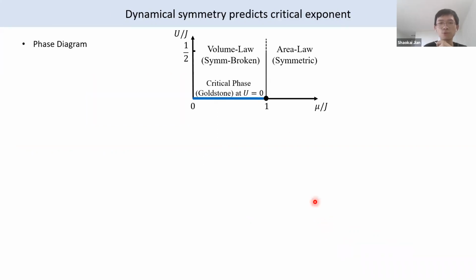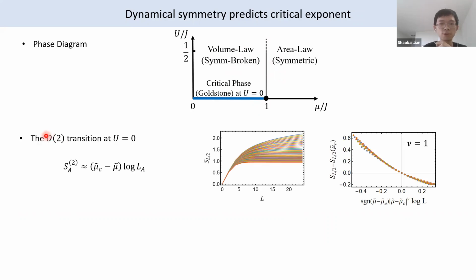We can actually do better. So dynamical symmetry can predict a critical exponent if we focus on the transition point. So let's first look at the non-interacting case. This is the coefficient in front of this law. So the power is 1.